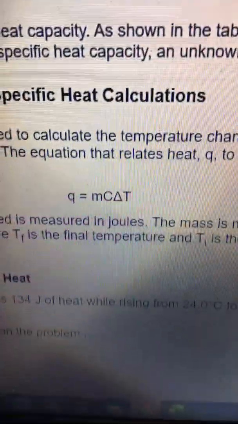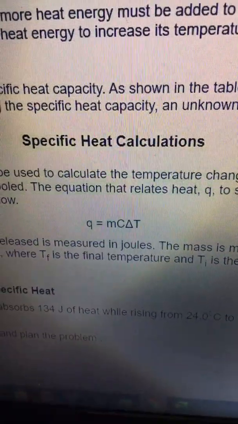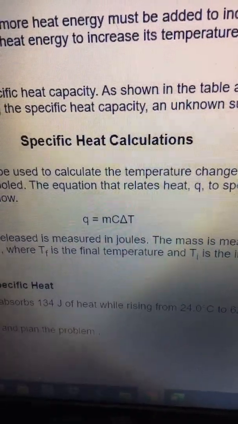So let's pull it up here. We're going to take a look at the equation for that. So there we have it. Let's talk about that a little bit. Q is the amount of heat, M is the mass, C is specific heat, and T is the change in temperature.